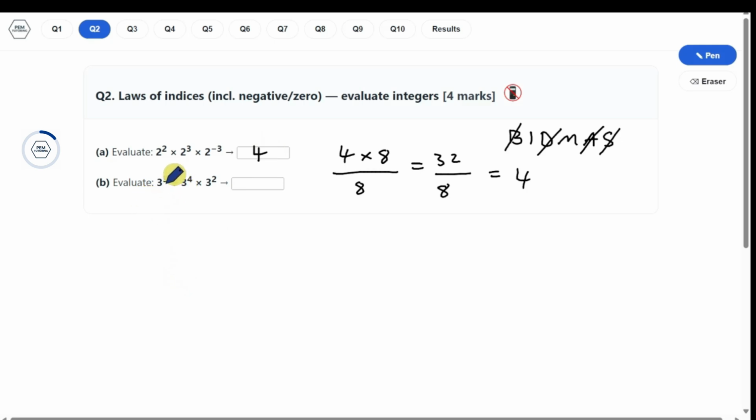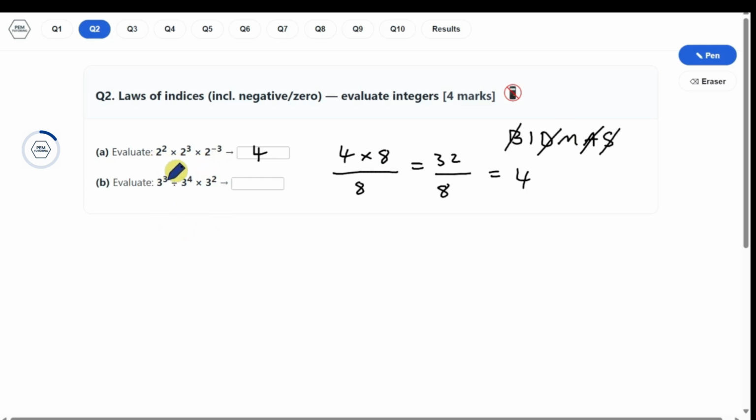We'll now do this one here. So we have to follow BIDMAS again. So you can see there's no brackets here. There is indices. There is division. And there's also multiplication. So we have to do division first and then multiplication after we have evaluated the indices.